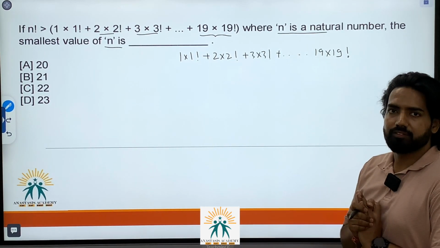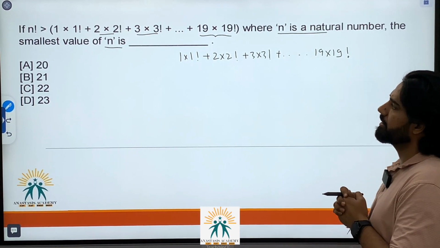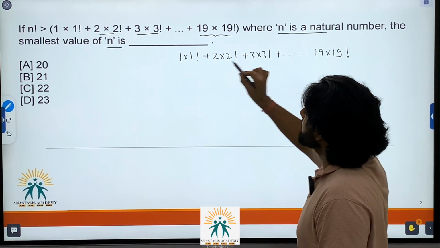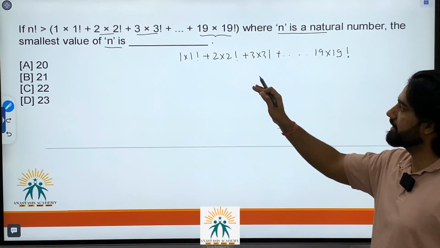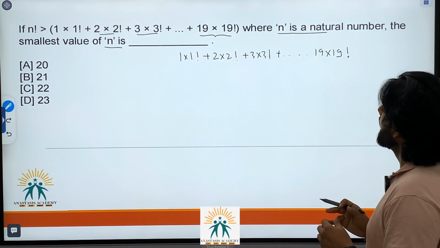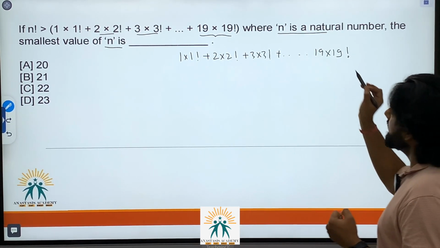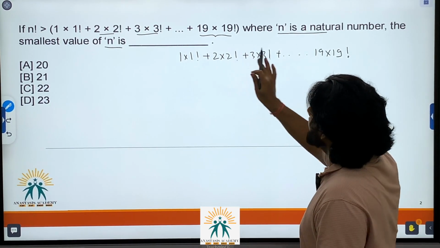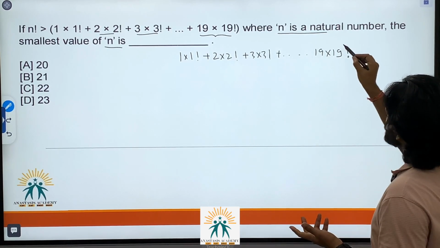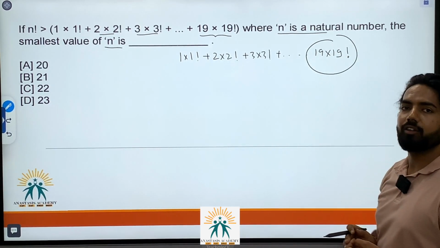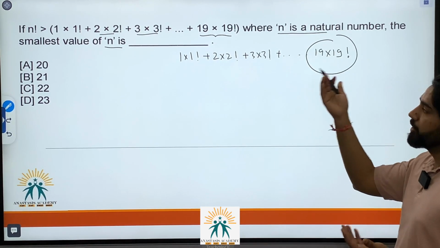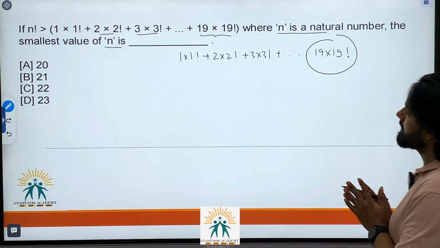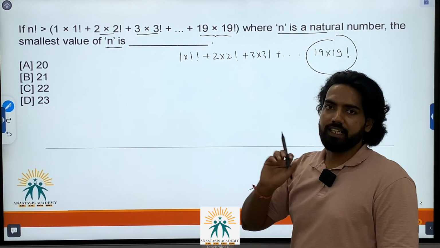This series is given, right? We have to comment on the value of n. So for that I need the sum of this series. Obviously I cannot find the sum by adding these individual terms, right? Because I cannot find the value of 19 factorial. In fact, I cannot find the value of 12, 13, 14 factorial. It would be a very large value. So there must be something to get the sum of this series, right?